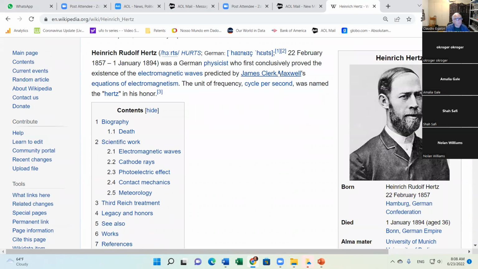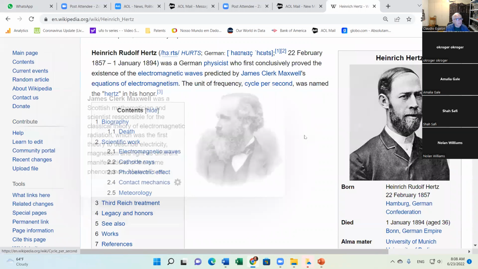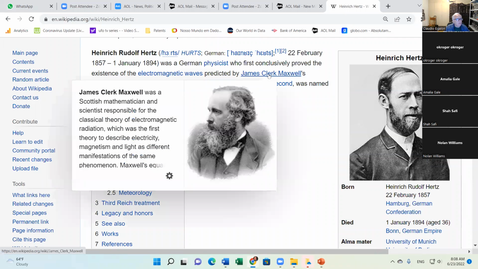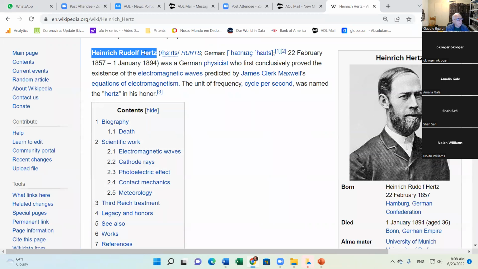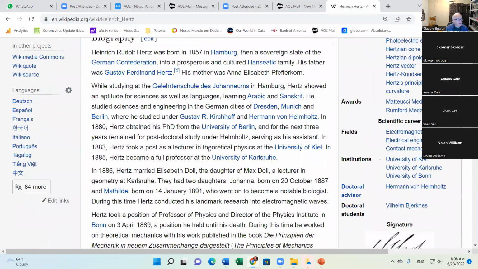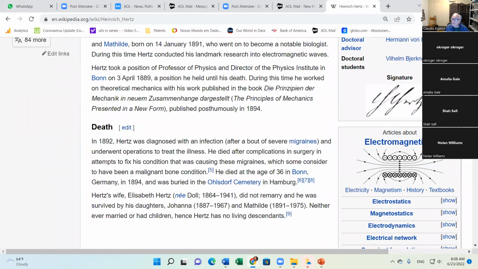It was James Clerk Maxwell that managed to come up with the equations of electromagnetism that predicted the existence of electromagnetic waves, but he was not able to demonstrate in practice its existence. It took Heinrich Hertz to do that, a German physicist who first conclusively proved the existence of electromagnetic waves. It was a very smart experiment that he undertook.